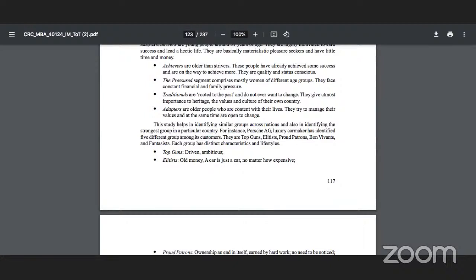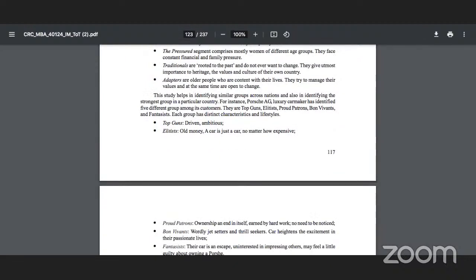When we talk in terms of Top Guns, these are highly driven and ambitious kind of people. Whereas elitists are old money. They have money from the past. So for them, a car is not just a car, no matter how expensive. They don't give undue importance to the car, but they do manage to have a large fleet of cars. Then we have the third group, the proud patrons. For them, ownership is an end in itself, meaning they work very hard and they earn by hard work. So there is no particular need to be noticed. They are not the show off kind of people, but they are very proud of what they own.